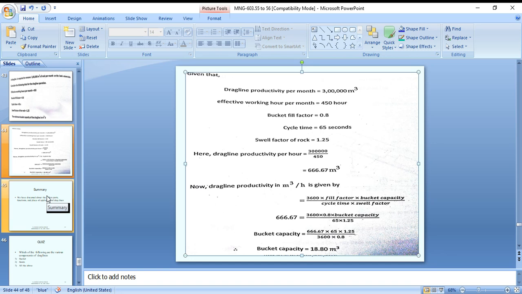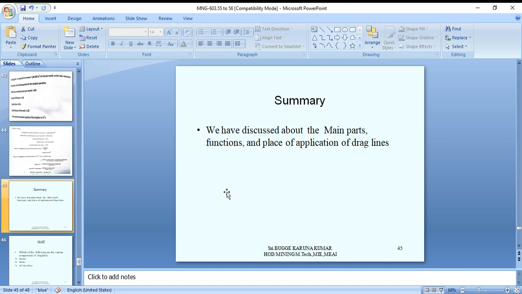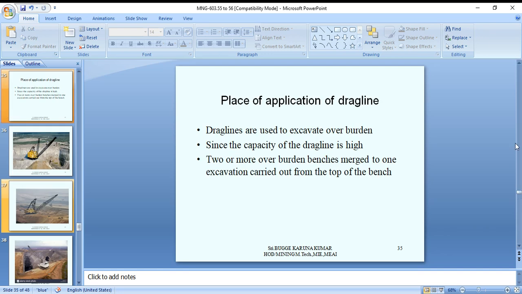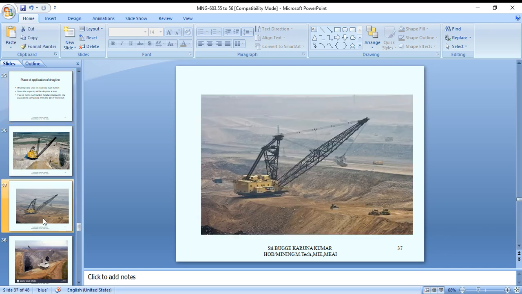Now I am concluding by summarizing the main parts, function, place, and application of the dragline. So far we have discussed the major parts of the dragline, as shown in this sketch. Let us summarize once again. This is the superstructure, this is the A-frame. There is the boom, the boom rope, and also the hoisting rope, the dragging rope, and the bucket.